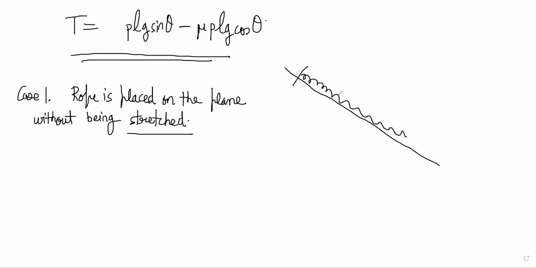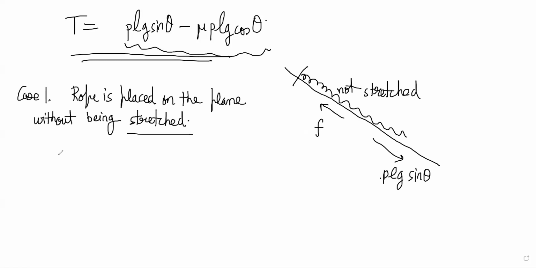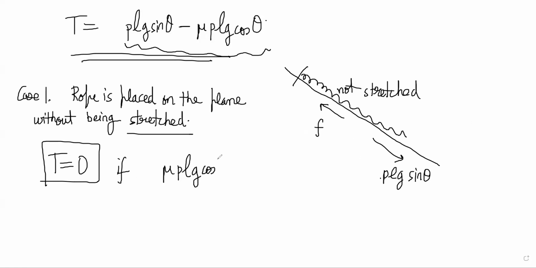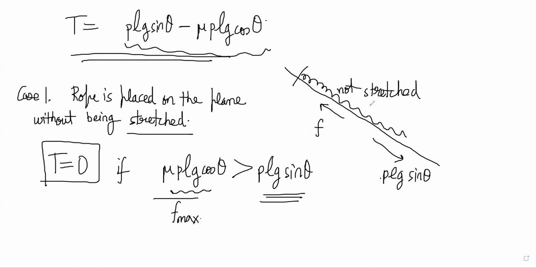Okay. So in this case, if it is not stretched, then the friction will definitely point upwards and gravity will point downwards, which is rho L g sine theta. And in this case, the tension at the top could be equal to this value, what we already saw. However, it could also be equal to 0. Tension could also be 0 if your mu times rho L g cos theta is bigger than rho L g sine theta, right?